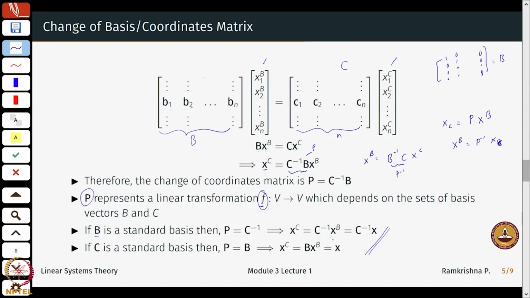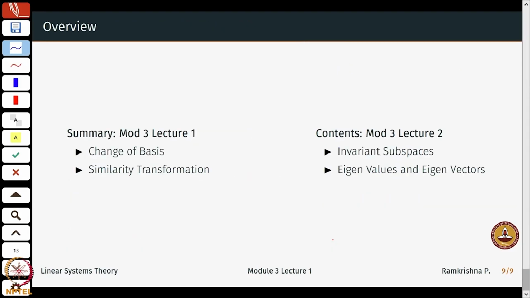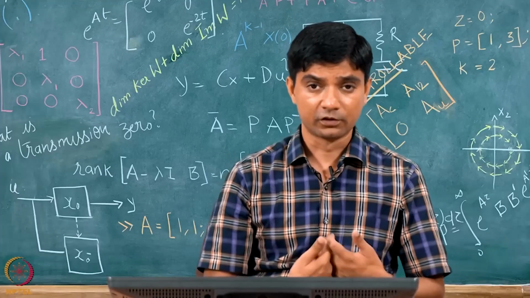Okay. To conclude, we talked about change of basis and how these are related to something called the similarity transformations, and it essentially means writing down my given dynamical system or a control system in terms of new coordinates. We'll use this very often during the course.